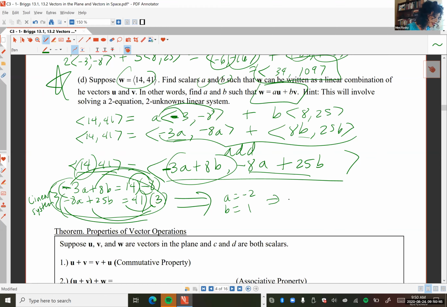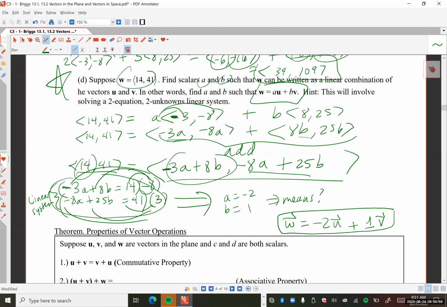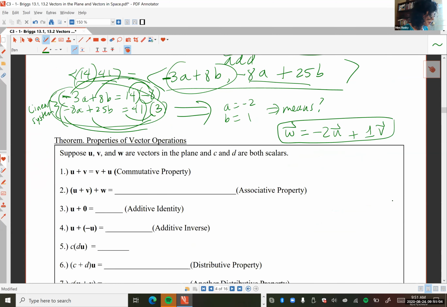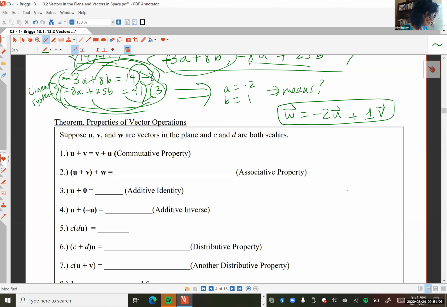Now, what does this mean? It means that W can be written as -2 times the first vector we were working with, plus 1 times the other vector. And that's the cool part: being able to write W as a linear combination of the two other vectors. And you'll do this a lot in linear algebra. Okay, I'm going to keep going.